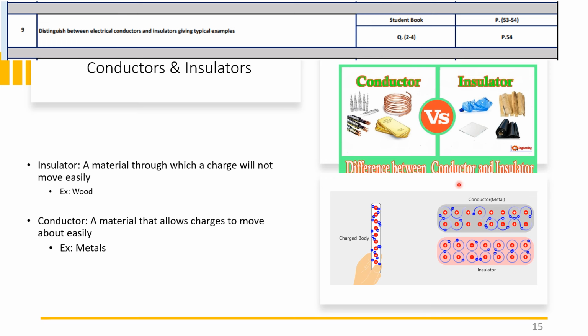A good example of that is the metals, the family of metals. And what about the insulator? It's the plastic and wood. All of these are examples of insulators, or electric insulators, I mean.